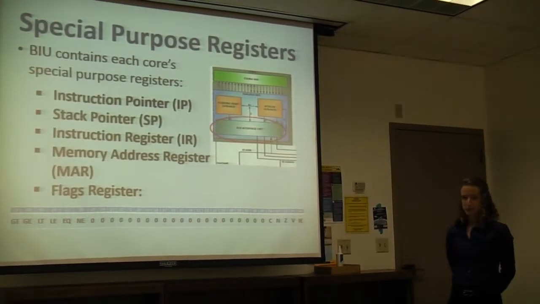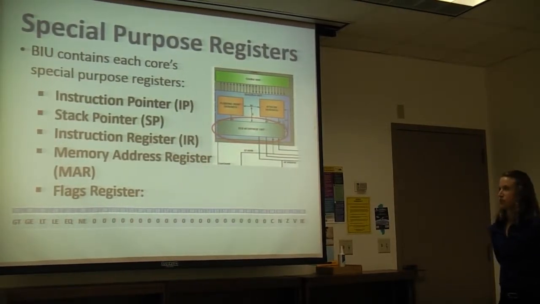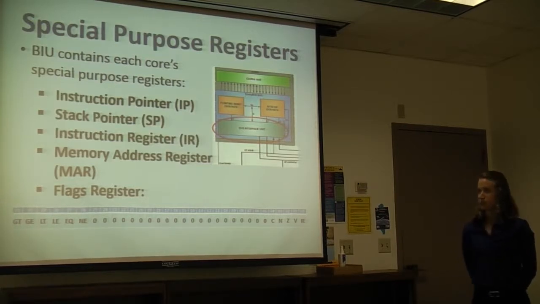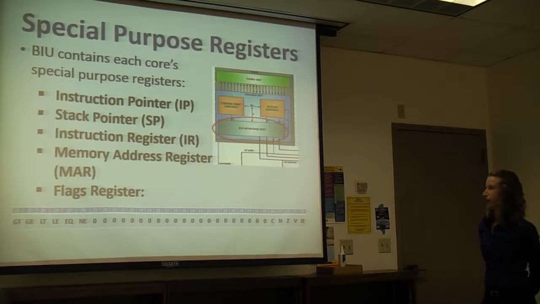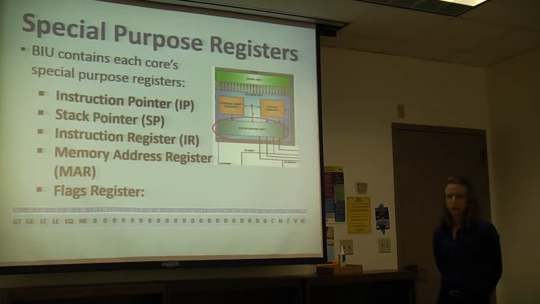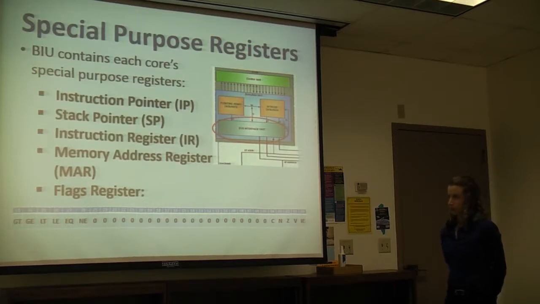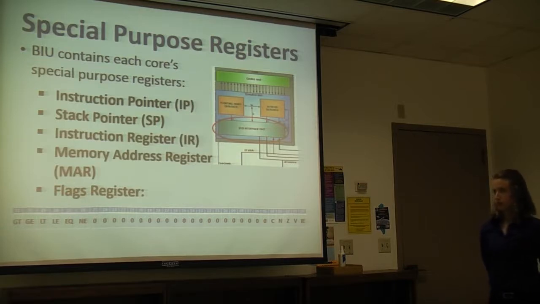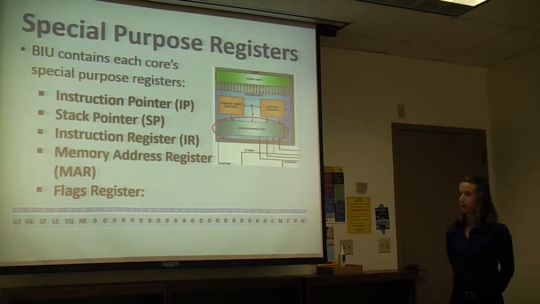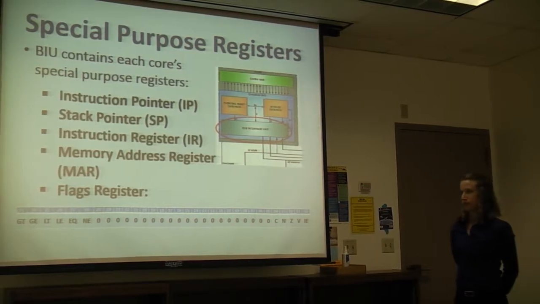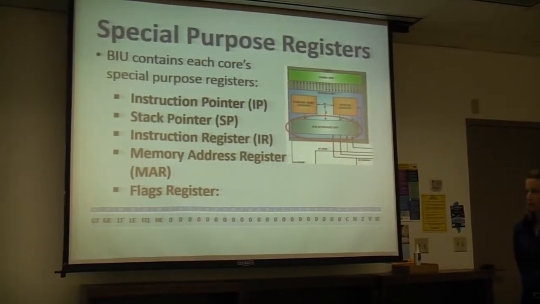It also contains our special purpose registers, which include the instruction pointer, which contains the address of the next instruction to be fetched; our stack pointer, which has an increment before, decrement after structure; the instruction register, which includes the contents of the instruction currently being executed; and the memory address register, which has the memory address that is going to be accessed, if that is used. It also contains our flag register.